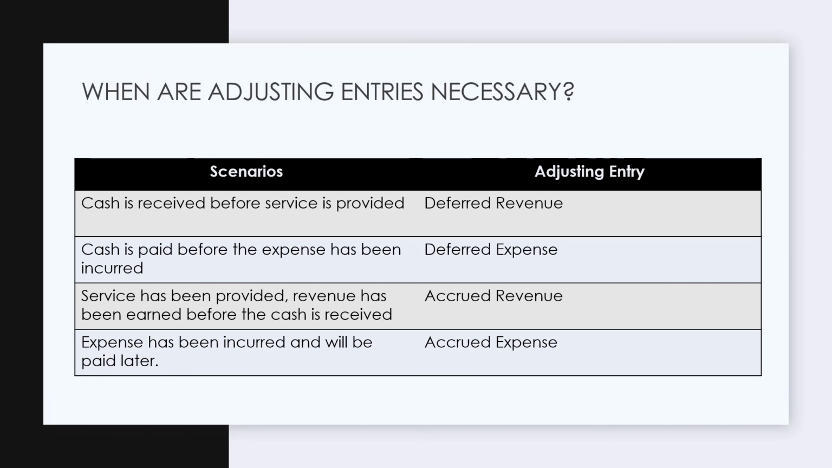Deferred expense is when the cash is paid before the expense has been incurred. An example of this is rent. Rent is paid periodically in advance so you can occupy the space.